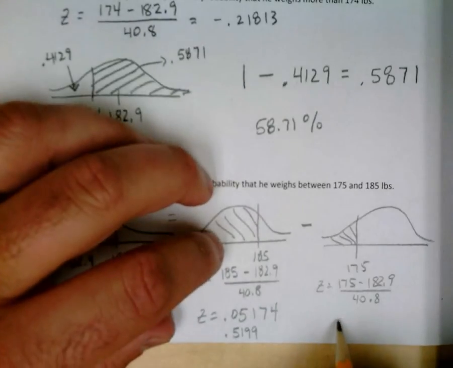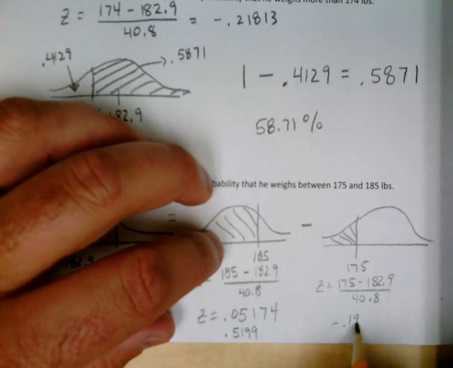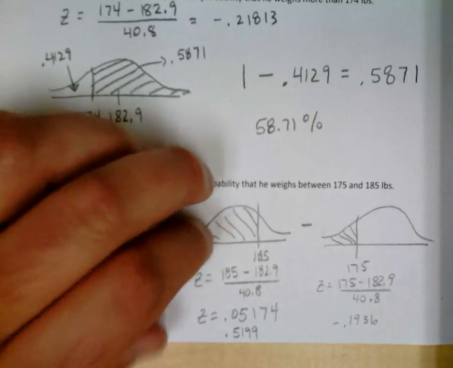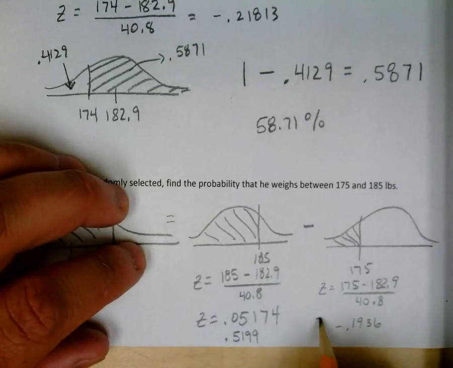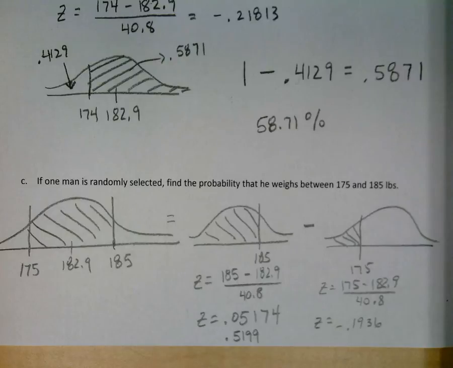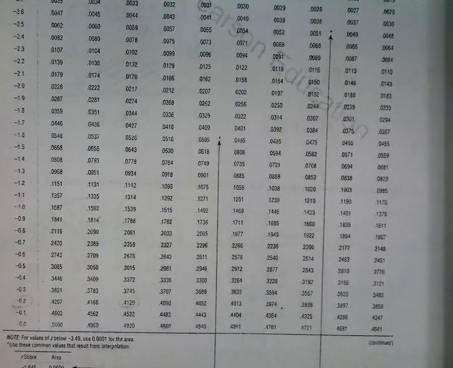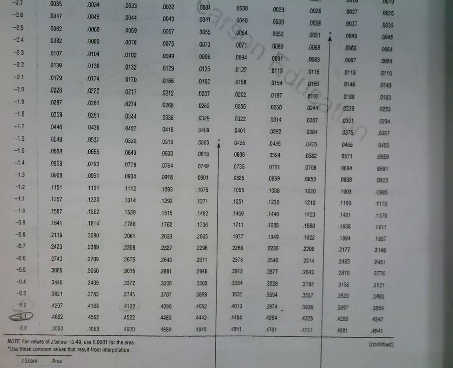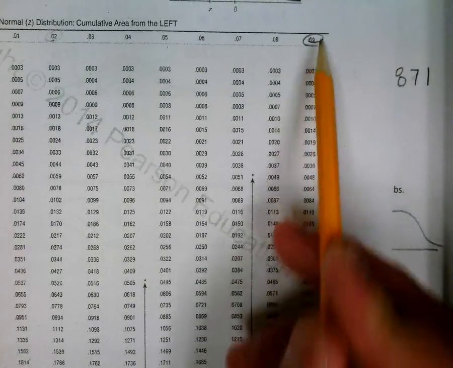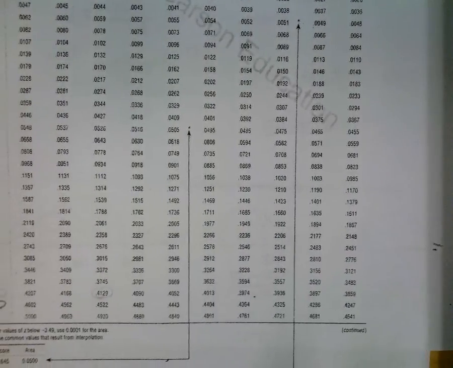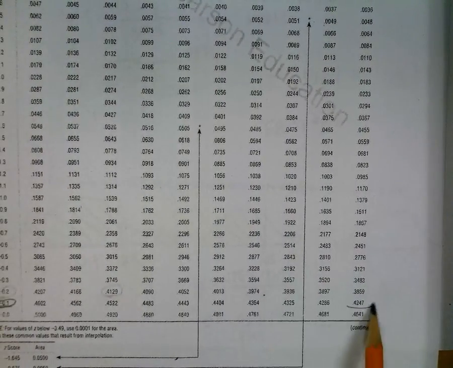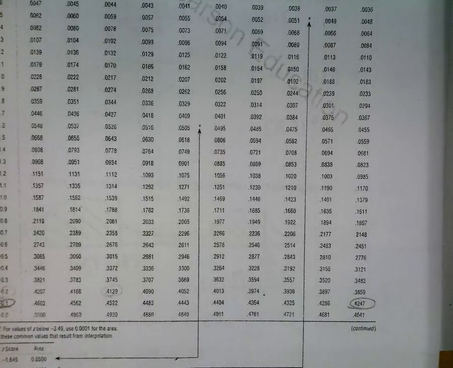So we get negative 0.1936 as the z-score. So we looked that up on the negative z-score table. So we would be looking at negative 0.19. If we look at negative 0.1, and then we've got 9 in the hundredths place here, look at where those match. We're looking at this number here, 0.4247.